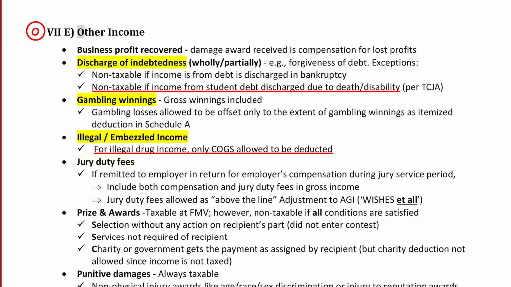Highlight jury duty fees. So even that's other income. Highlight prizes and awards which are taxable at fair market value. However, for prizes and awards, draw a bracket around the three sub-bullets there and write non-taxable if all three met.